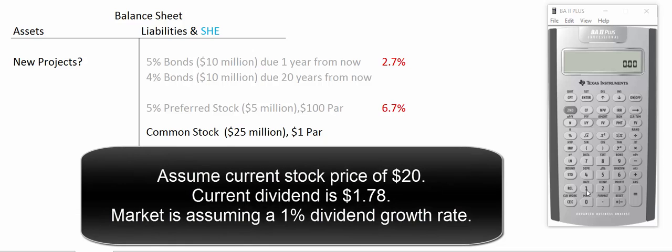So if the current dividend is $1.78, and we think the market thinks it's going to grow by 1%, multiply that number times 1.01, and that'll tell us that the next dividend will be $1.80. And then if the current trading price of the shares is 20 bucks, we'll divide that number by 20, and then we'll add the growth rate, which is 0.01. And that gives us our guesstimate of what our common stock costs us.